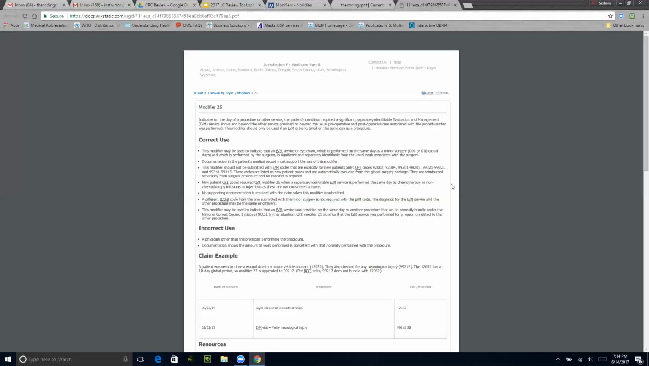So another incorrect use, and this is a little bit tricky, is documentation shows the amount of work performed is consistent with that normally performed with the procedure.